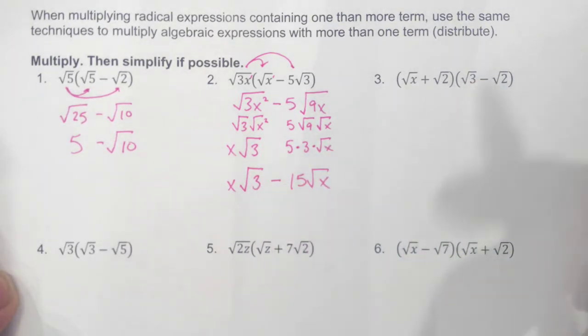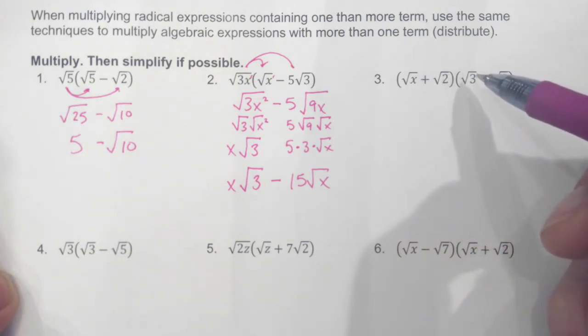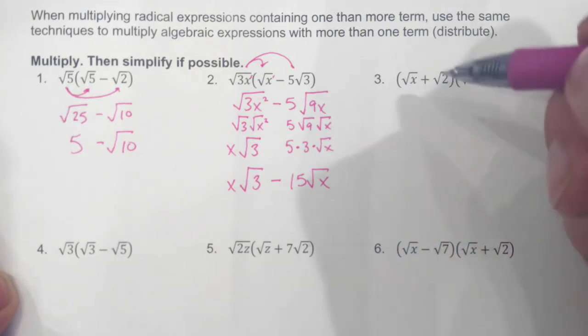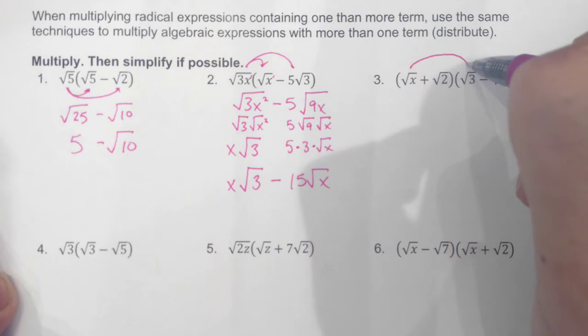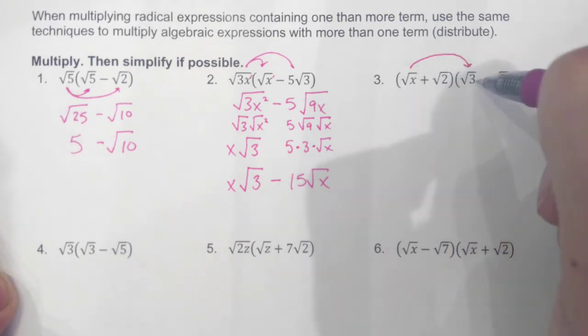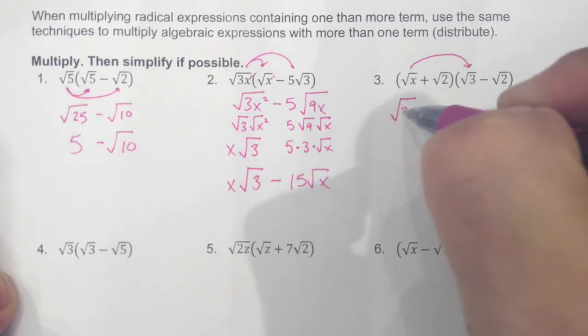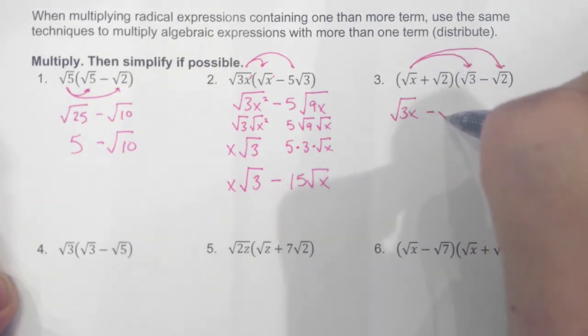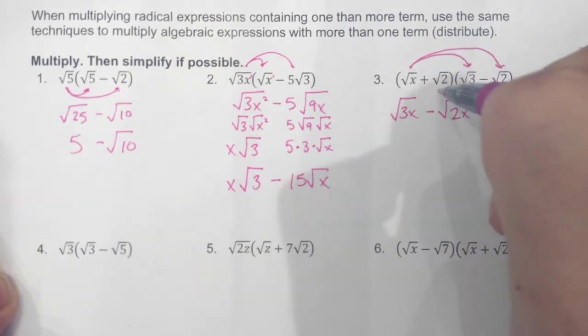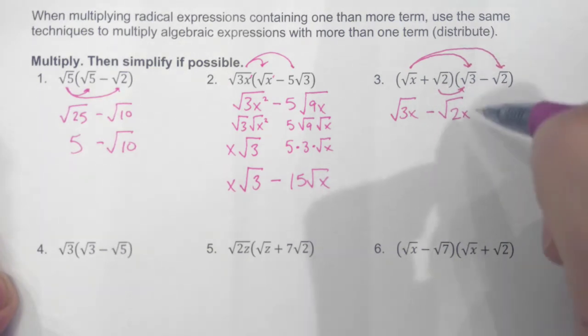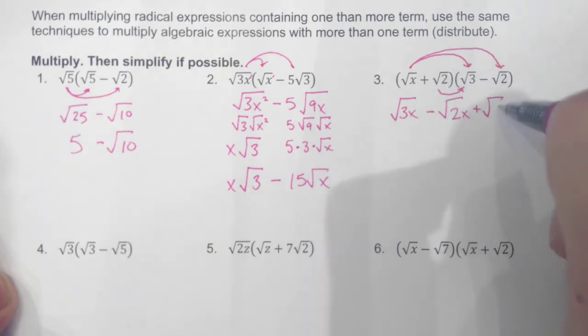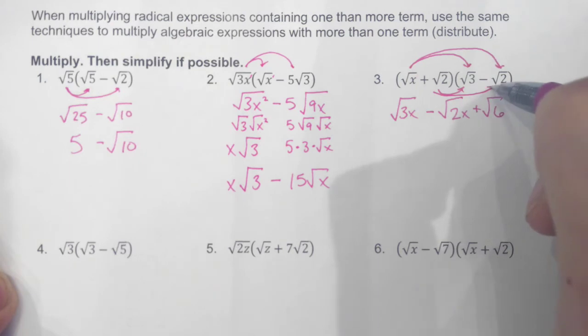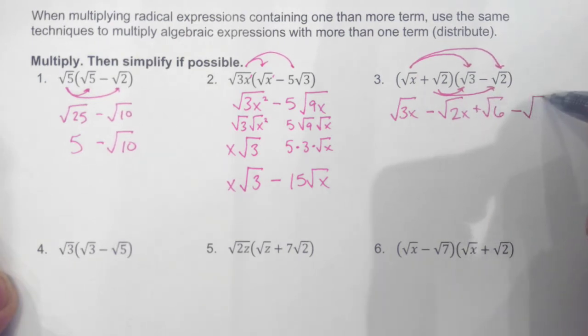They're not like radicals. Number 3 here, we've got 2 parentheses. So remember, we have to distribute both of them. So x times 3 is 3x. X times 2 is 2x. 2 times 3 is 6. And 2 times 2 is 4.